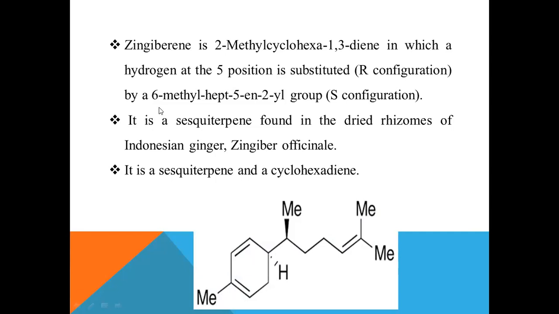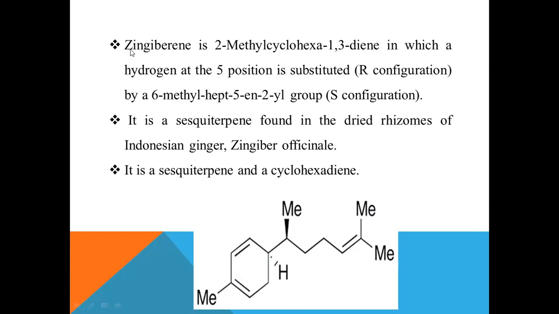The side chain is 6-methylhept-5-ene-2-yl. Here you can see 1, 2, 3, 4, 5, 6 and 7 carbons are there. That's why it is hept. 5-ene means in the position of the 5th carbon there is a double bond. So first bond, second, third, fourth, 5th. So 5-ene-2-yl. In the second position there is a methyl group and another methyl in the 6th position. Here you can see another methyl group. This is the name of gingiberine.